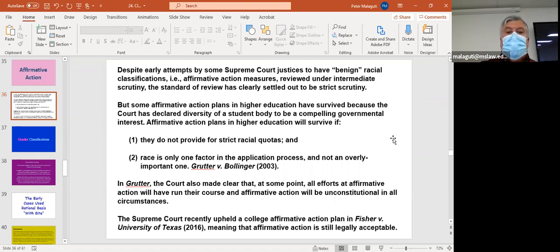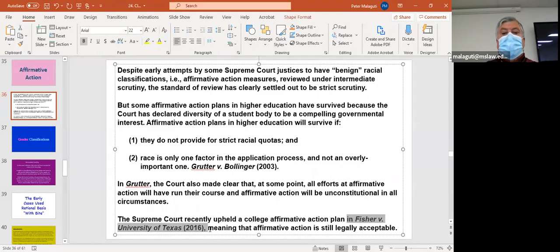One of the things that Justice O'Connor said in Grutter versus Bollinger was that at some point, affirmative action has to end. You just can't have it forever, okay? And everyone thought that the court was going to say in Fisher versus University of Texas, 13 years after Grutter versus Bollinger, we've reached that point, but they didn't. They kept it alive, okay?